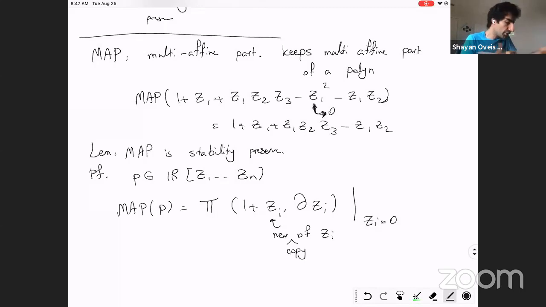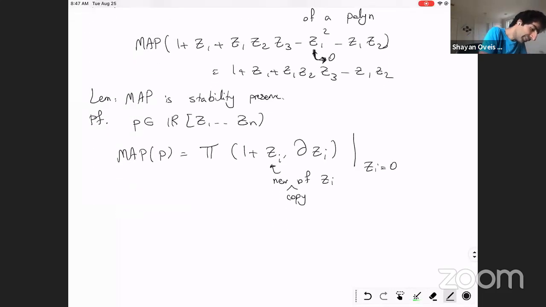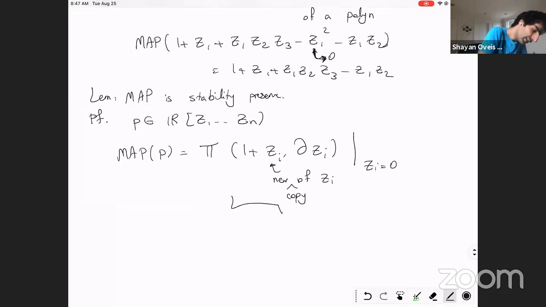Okay. So now, I've written map as a differential operator. Now I said above that this thing is a stability preserver, and setting to 0 is also a stability preserver. So this whole thing is a stability preserver, and therefore I proved that map is a stability preserver. Any questions about this?